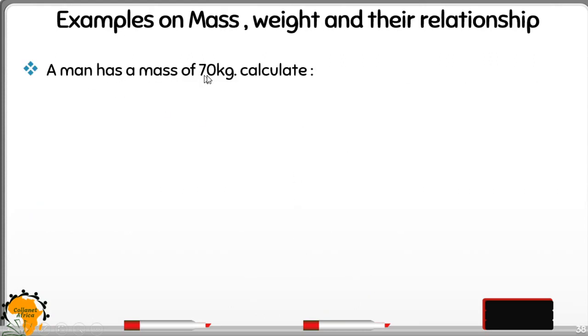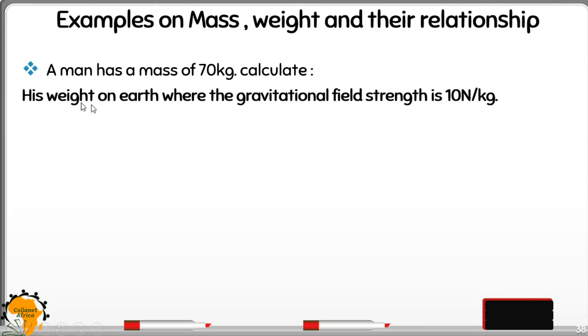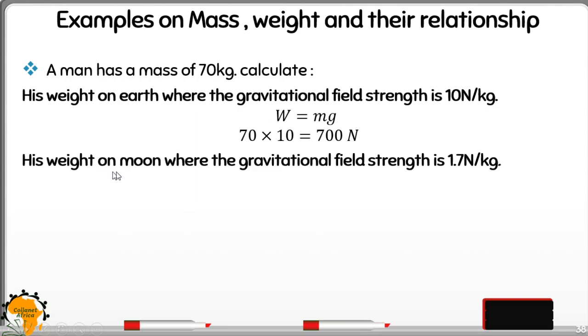You have a man that has a mass of 70 kg. You are supposed to calculate his weight on Earth, where gravitational field strength is 10. We start with the formula. Weight is equal to mass times g. Then we put the values. Our mass is 70 kg. Our g is 10, so you get 700 Newton. Then his weight on the moon, where gravitational field strength is 1.7 Newton per kg. So what has changed is the gravitational field strength. Therefore, we substitute 70 times 1.7, you get 119 Newton. So you find that this man will weigh less when he is on the moon.